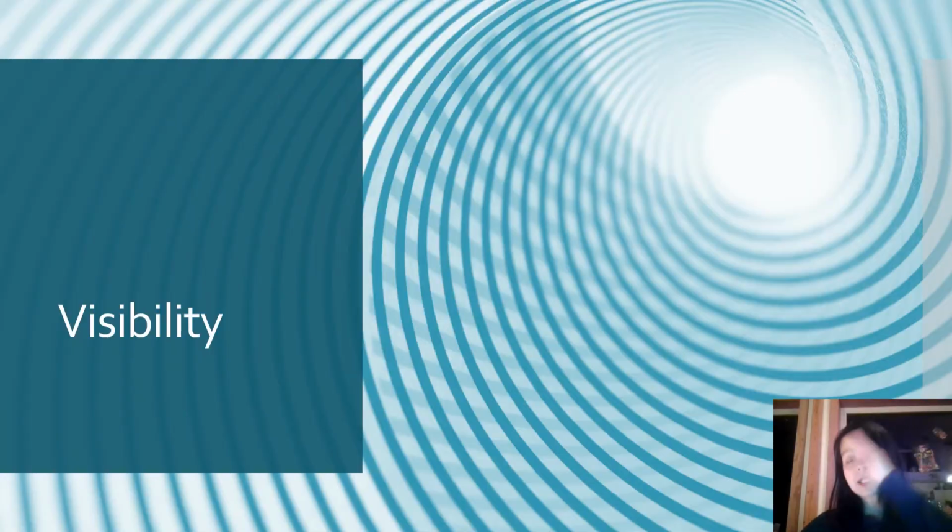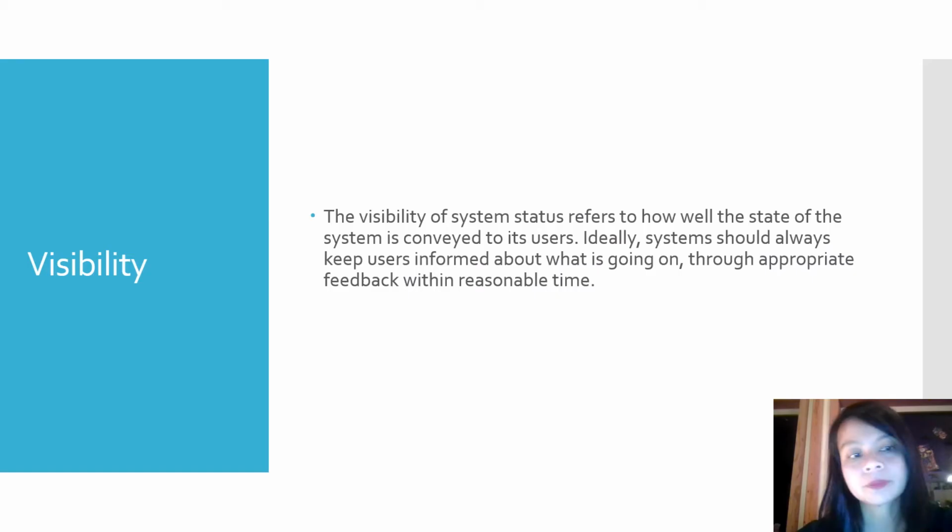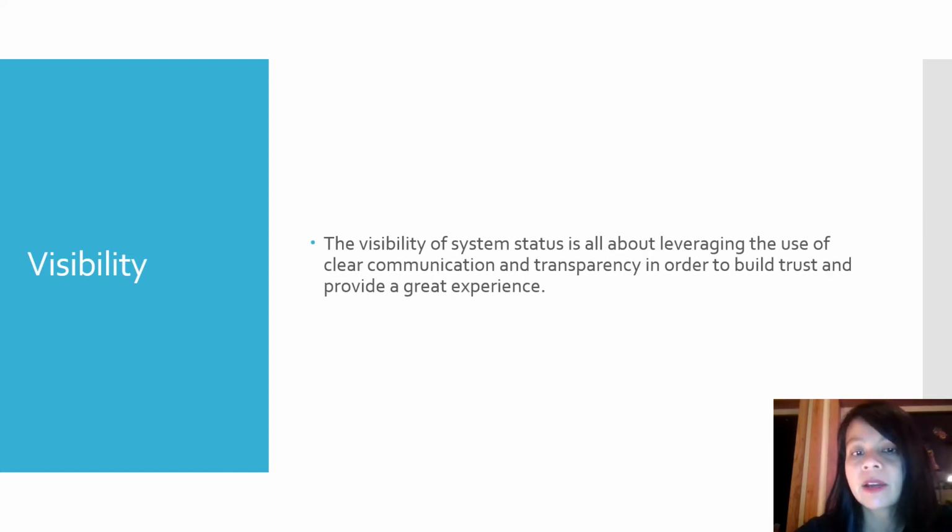All right, next let's take a look at visibility. So the visibility of system status refers to how well the state of the system is conveyed to its users. So ideally, the system should always keep users informed about what's going on through appropriate feedback within reasonable time. So not only feedback, but you also need to provide it within reasonable time. So the visibility of system status is all about leveraging the use of clear communication and transparency in order to build trust and provide a great experience for your users. So you don't want to hide things from them.